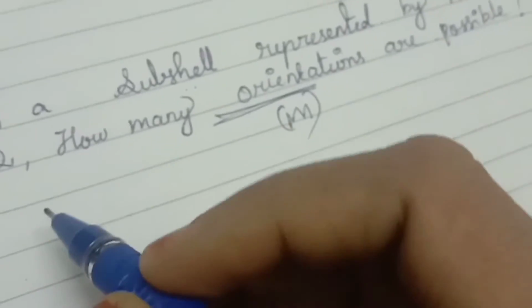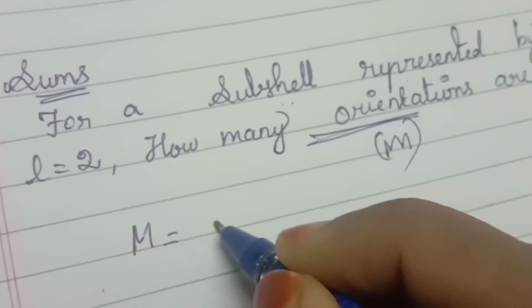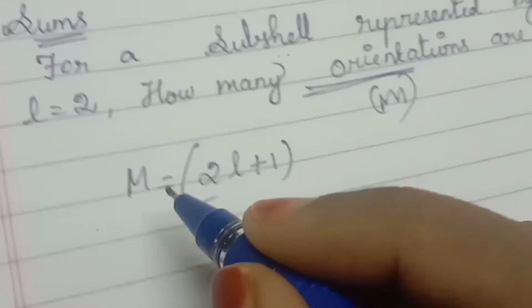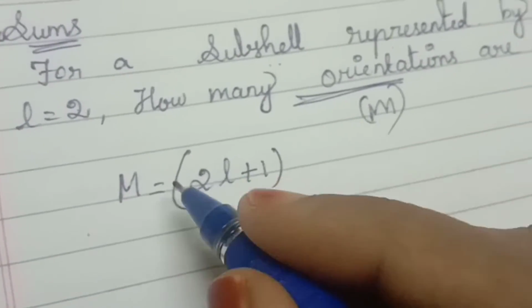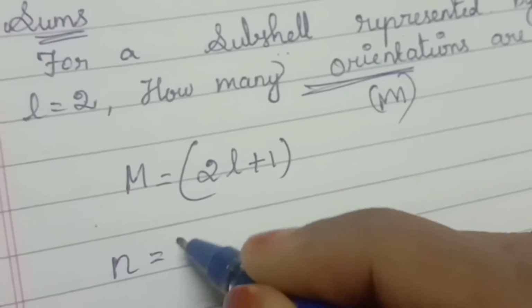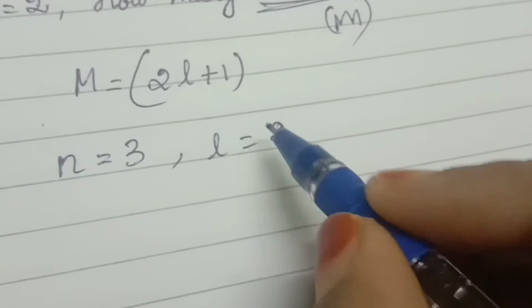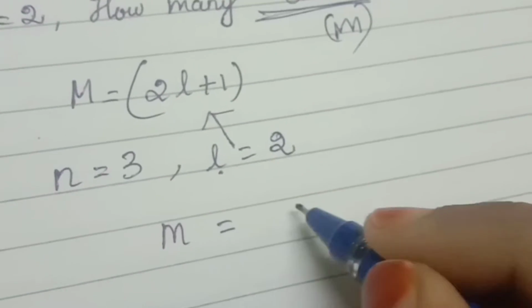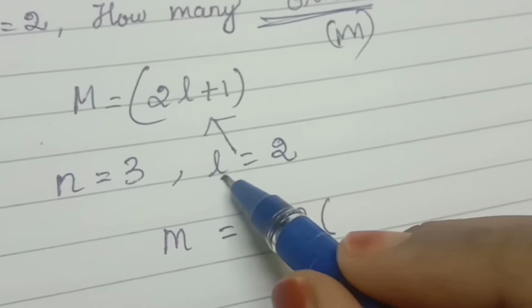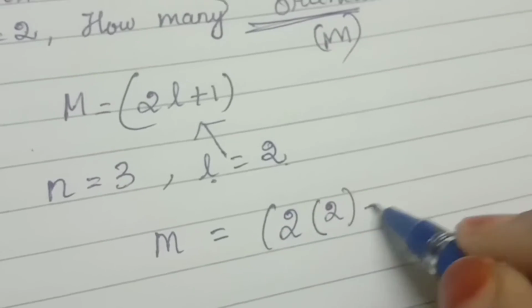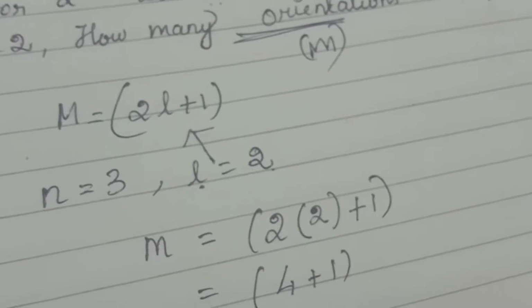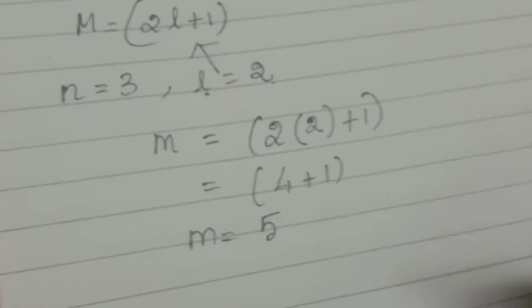Okay, so what is the formula for M? M is equal to 2L plus 1. According to this formula, we are going to calculate the values. N is equal to 3 and L is equal to 2. Now substitute this L value in this formula and we will get the M value. M is equal to 2 into 2 plus 1, which is 4 plus 1, 5. So the M value we got here is 5.